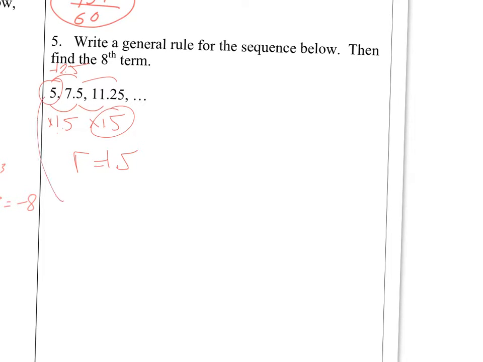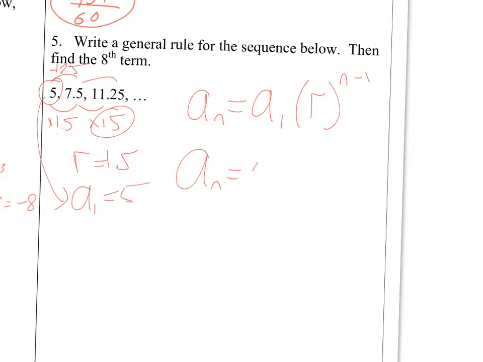My first term is going to be 5. My general term for a geometric sequence is the first term multiplied by a common ratio to the n minus 1 power. So we're looking at a sub n is equal to 5 times 1.5 to the n minus 1, and you are donezo.